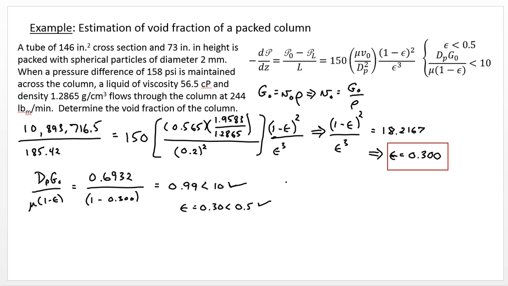Or you could say, well, let's just use the Talmadge equation. That's valid for any of these values of epsilon or this other parameter. And if we were to use the Talmadge equation, we would find that epsilon is 0.302. So that's consistent with our use of the correlation for laminar flow. So either of the correlations could be used and we get the same result in each case.